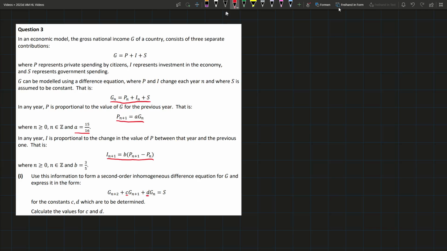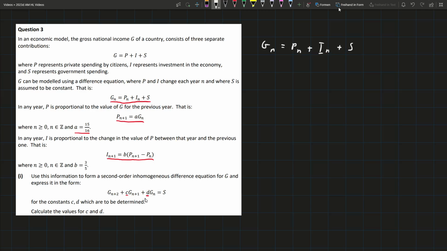So this is a bit of a weird question, but we'll plow on through it. So basically, we're told to figure out the last thing. So we're going to take what we know already. And this is the basic difference equation we know, this first underlined red. We know that Gn is going to be equal to Pn plus In plus S.